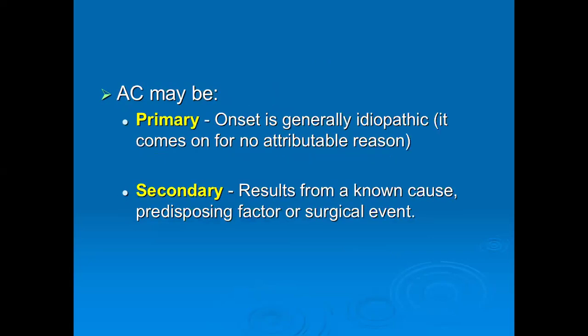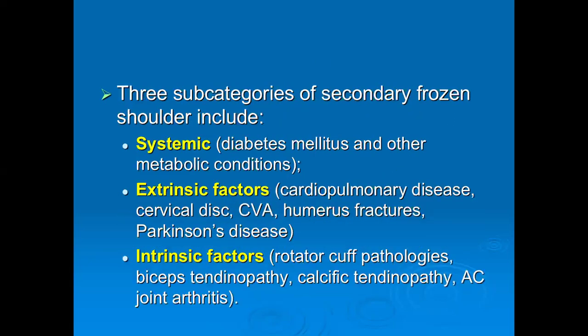We discussed what we mean by primary and secondary adhesive capsulitis. What are the three categories of secondary adhesive capsulitis? It may be from a systemic cause, from an extrinsic cause, or from an intrinsic cause, and the basis of these causes. If the cause is within the shoulder complex, that is called the intrinsic cause or intrinsic factor.